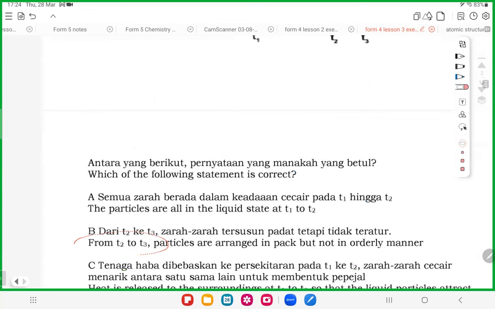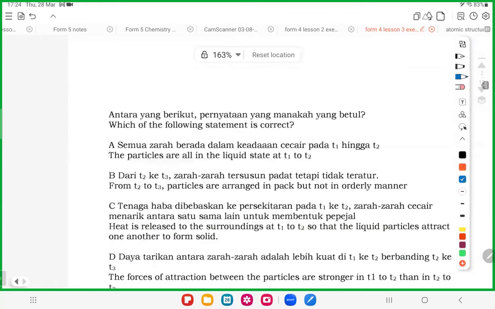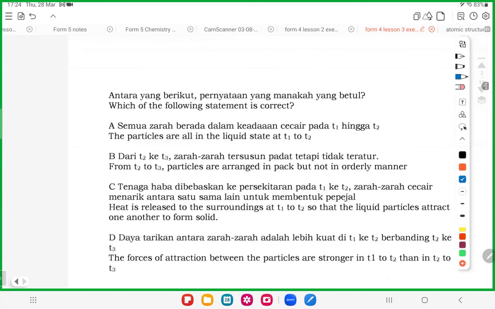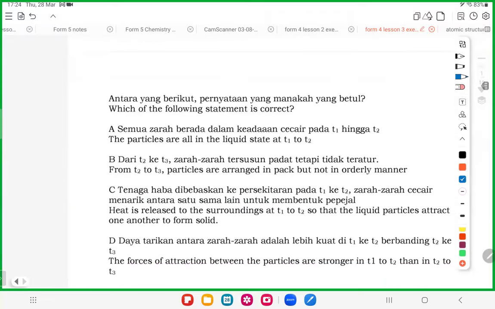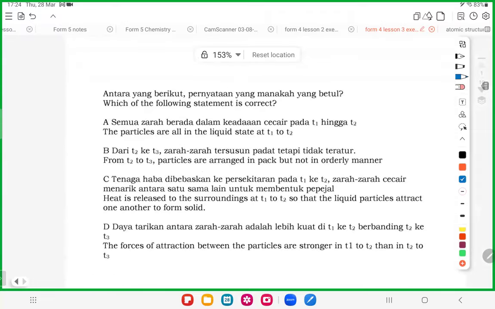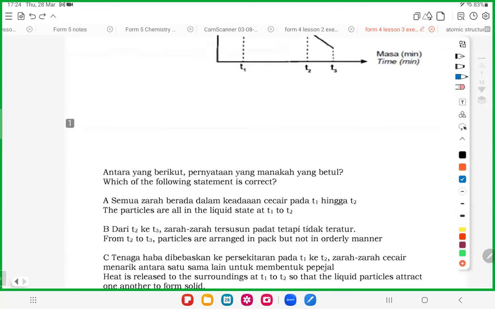From T2 to T3, the particles are arranged in a pack but not orderly manner. What do you mean by packed but not orderly manner? All right, let's look at it. Packed but not orderly, actually, they are referring to liquid.